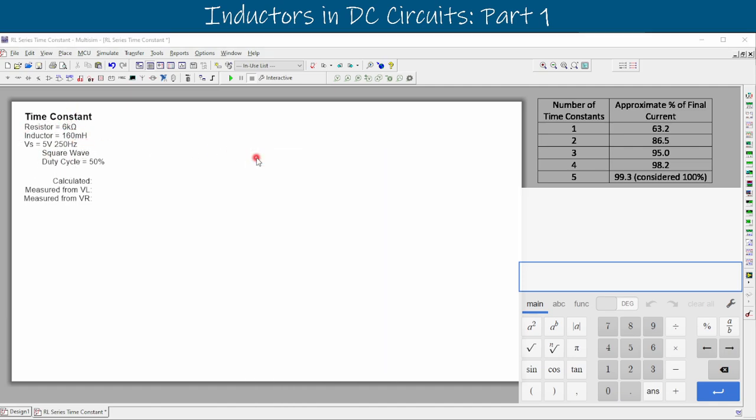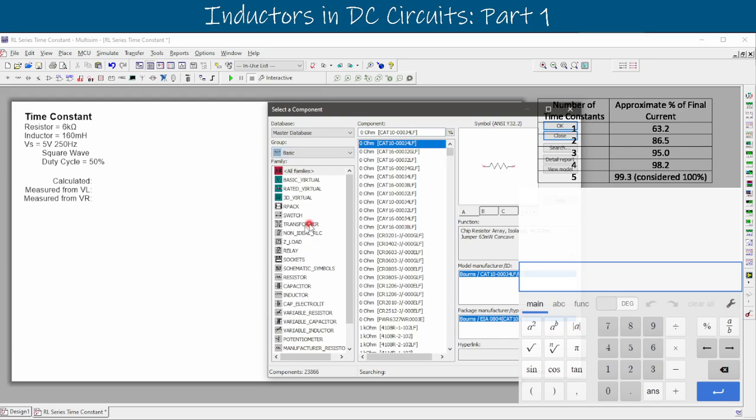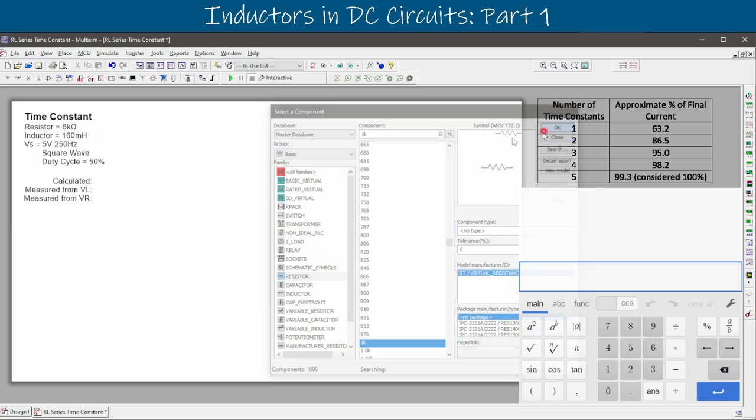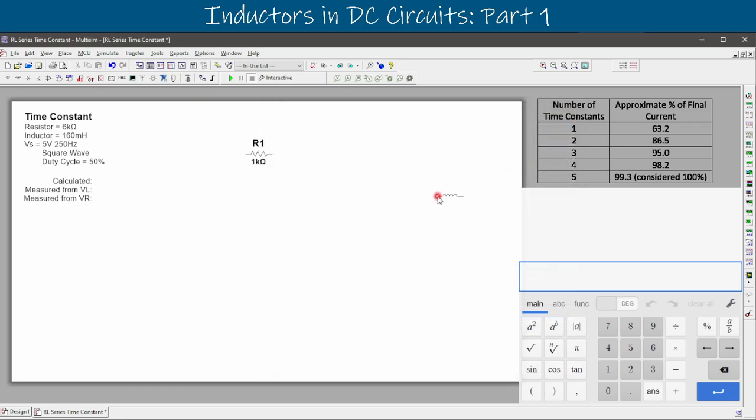So we'll right click, place component. From here, we'll go to the drop down for groups and select basic. And we want to look for a 6K resistor, so we can just grab a resistor of any type and pull it out, and we can adjust the value of it in a minute. We also want an inductor, so we'll go down to inductors and pull one of those out. Control R allows us to rotate it sideways.